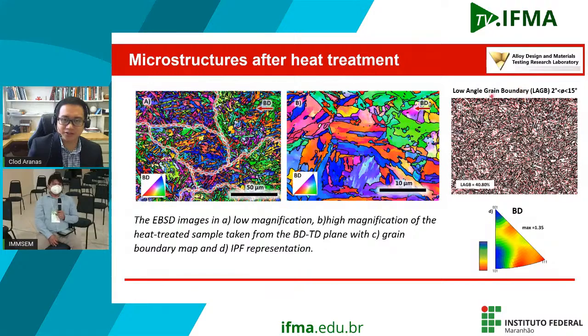And for this one, you can see the low angle grain boundaries. You can see that it's very low, which means the dislocation density is lower.